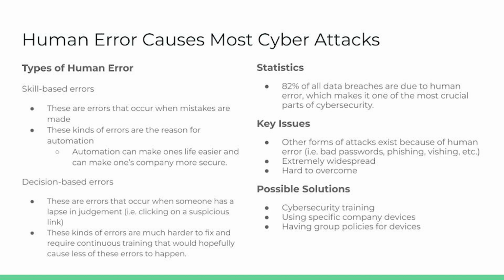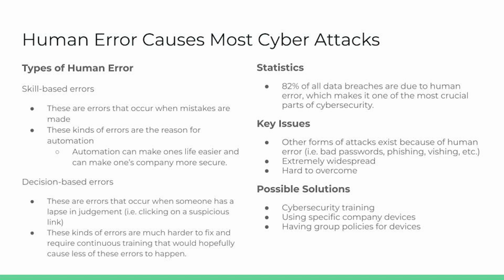Decision-based errors happen when someone experiences a lapse in judgment. A common version of this error is phishing, which will be explained later in this course. This kind of error is much more difficult to fix and requires training courses much like this one. Even with these courses, there will still be people who will fall victim to decision-based errors.